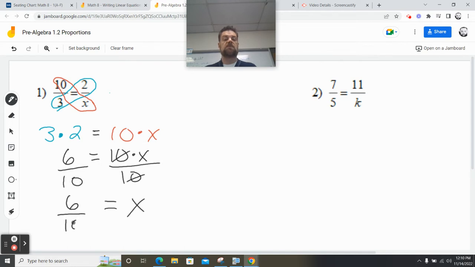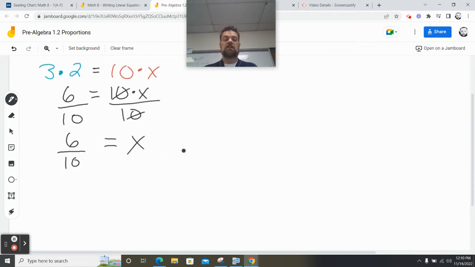Can 6 over 10 be reduced? Yeah, it can, to 3 over 5. Whenever you see a fraction, we always need to make sure that the fractions are reduced. What you should do is think, is it divisible by a prime number? And you guys remember what prime numbers are? 2, 3, 5, 7, 11.